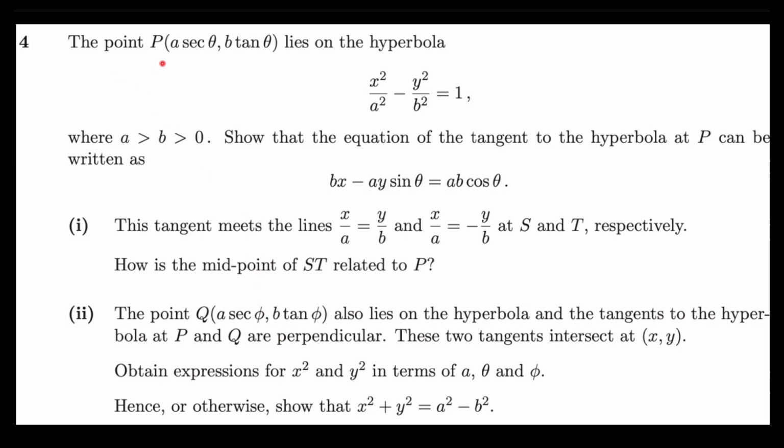The point P with coordinates a secant theta and b tan theta lies on the hyperbola x squared over a squared minus y squared over b squared equals 1, where a is greater than b greater than 0. Show that the equation of the tangent to the hyperbola at P can be written as bx minus ay sine theta equals ab cosine theta.